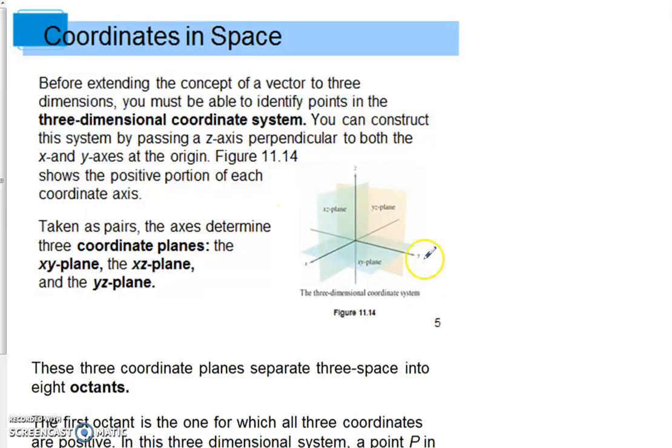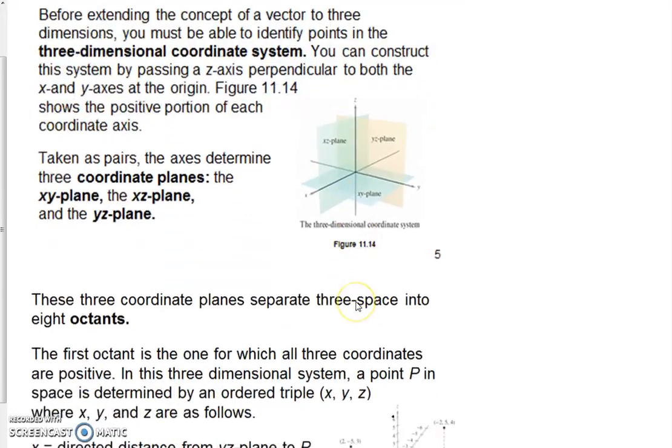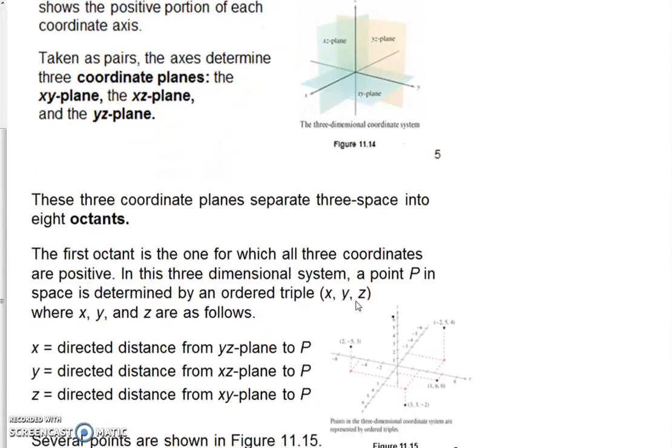Okay. So if you take a look at this, we still have an origin right there. That's the point 0, 0, 0 now instead of just 0, 0. And we separate this into 8 octants. So what's positive, what's negative? Half of them are positive for x, half of them are negative for x, and so forth and so on. The first octant is the one where everything is positive, and so we spend a fair amount of time thinking about that.